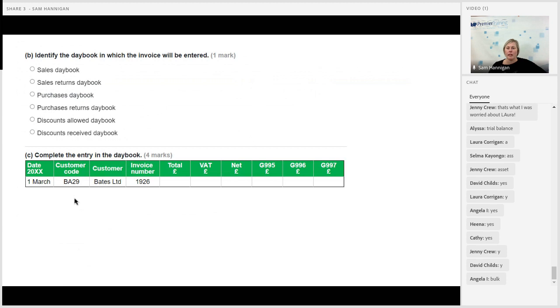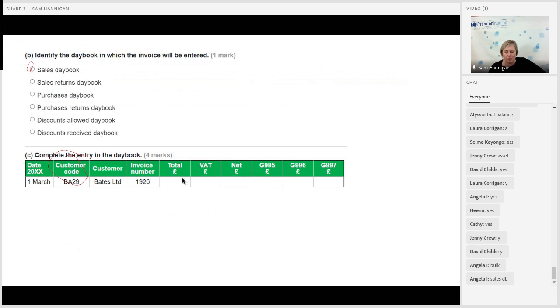Again, this one, if you can't remember, just guess. So this is 1 mark and it's asking you which day book it is. If you're quite savvy, look at what it says. It says customer. So it's got to be something to do with customers. Well, we know purchasers is not. It doesn't say that it's a discounts allowed day book, so it's got to be a sales day book. And remember, we're working out discounts for them, so we're giving them discounts, the cost of the customer.